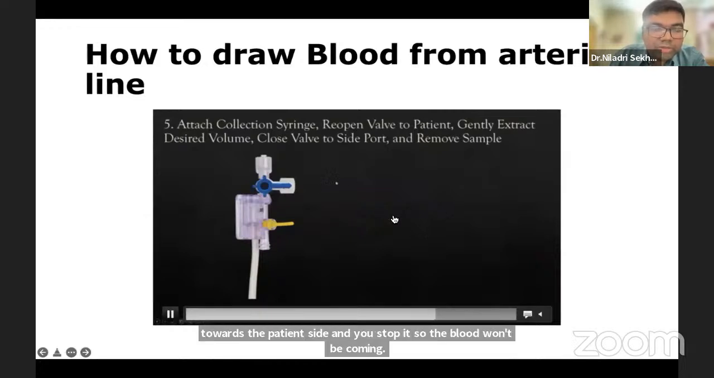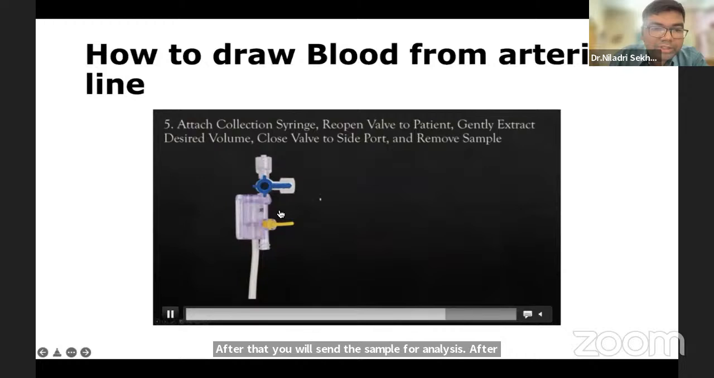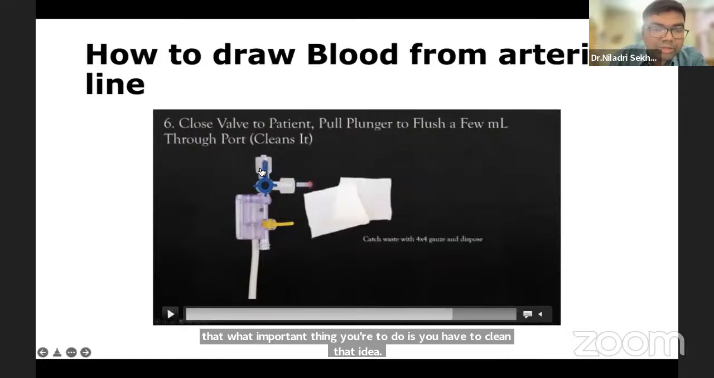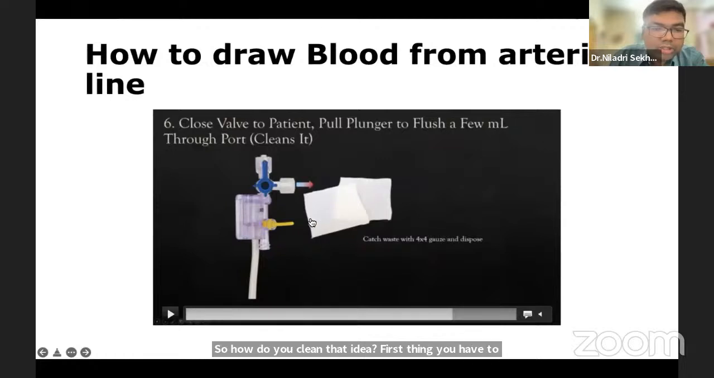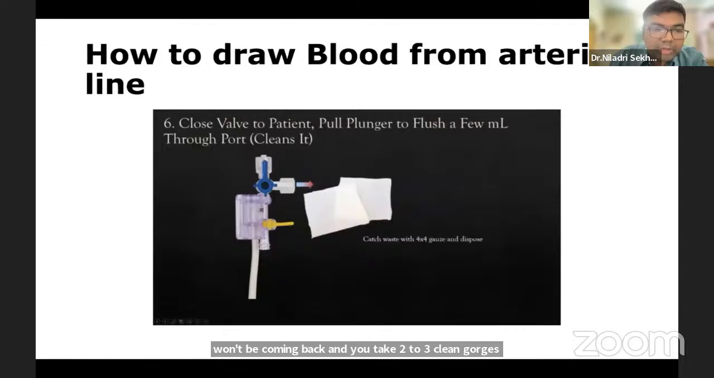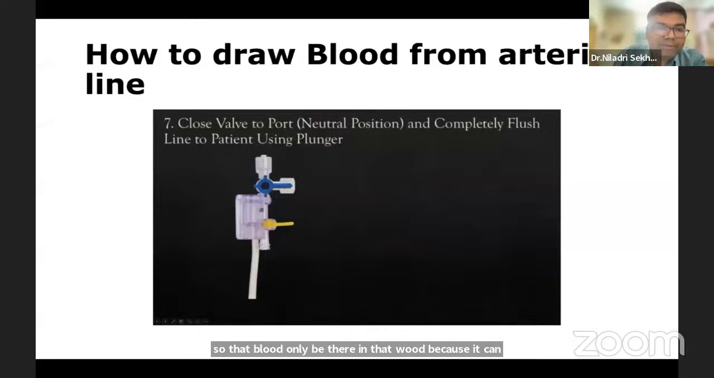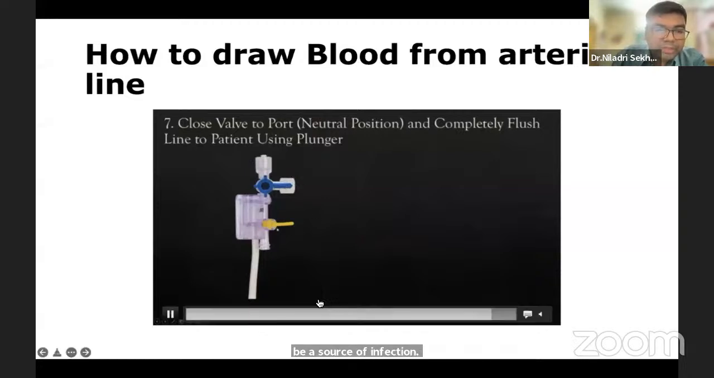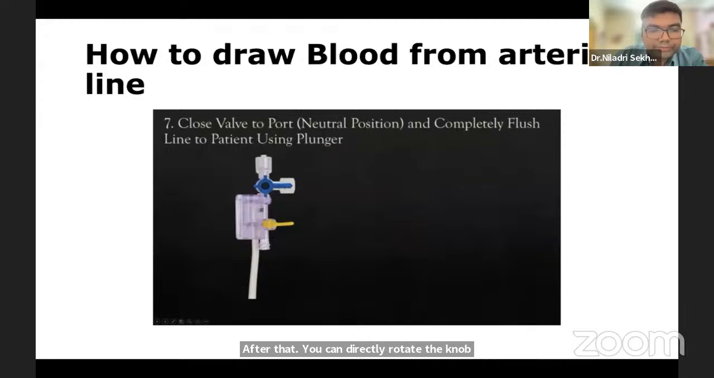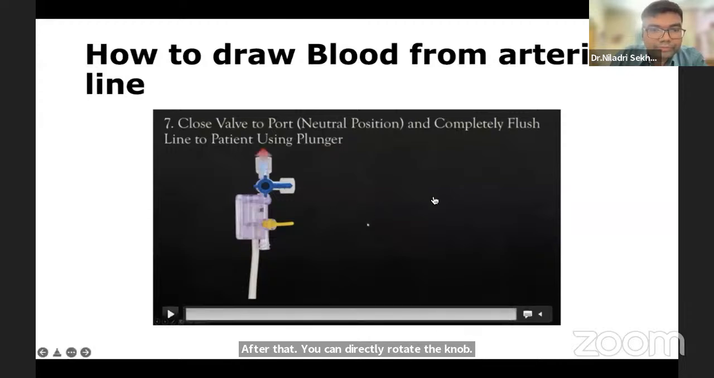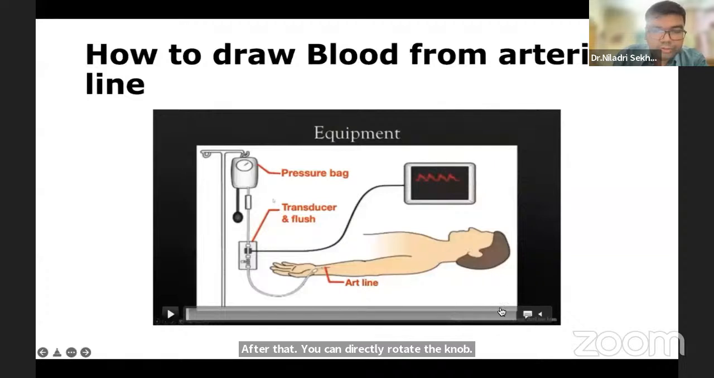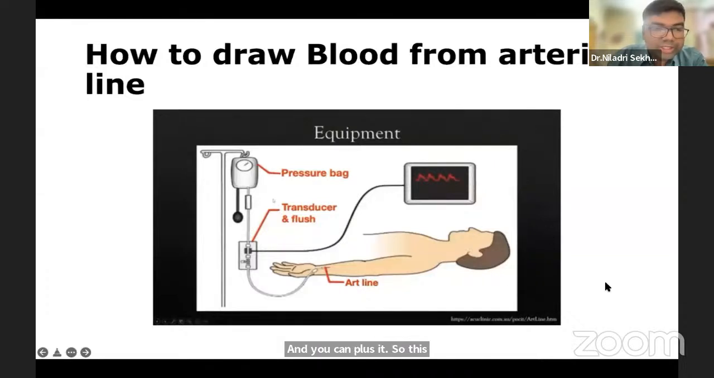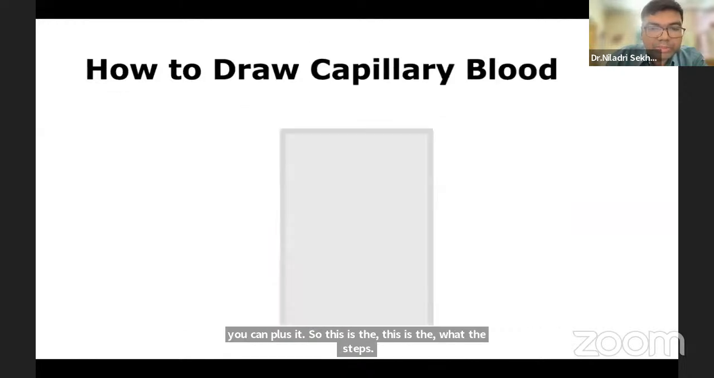After that, the important thing you have to do is clean that area. How will you clean that area? First, rotate this one towards the patient side so the blood won't be coming back, and take 2 to 3 clean gauzes and pull this yellow colored thing, so that a little bit of heparinized saline will be flushed, so that no blood remains in that port, because it can be a source of infection. After that, you can directly rotate the knob and flush it. These are the steps with which you can take a blood sample from the art line.